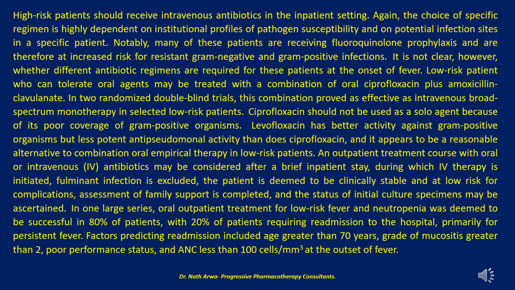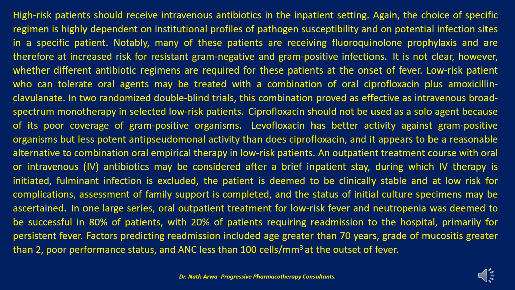Low-risk patients who can tolerate oral agents may be treated with a combination of oral ciprofloxacin plus amoxicillin clavulanate. In 2 randomized double-blind trials, this combination proved as effective as intravenous broad-spectrum monotherapy in selected low-risk patients. Ciprofloxacin should not be used as a solo agent because of its poor coverage of gram-positive organisms. Levofloxacin has better activity against gram-positive organisms, but less potent anti-pseudomonal activity than does ciprofloxacin, and it appears to be a reasonable alternative to combination oral empirical therapy in low-risk patients.